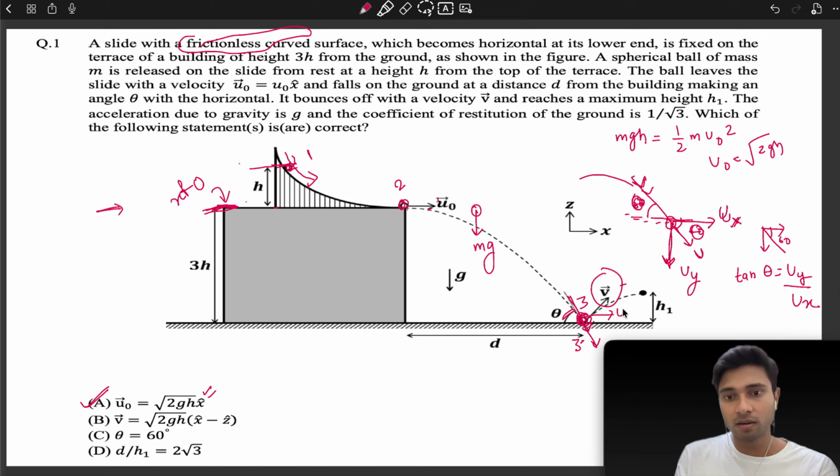Velocity in the horizontal direction, ux, will be equal to, what was ux? ux was the velocity in the horizontal direction. ux will be u naught, which is nothing but root 2gh.